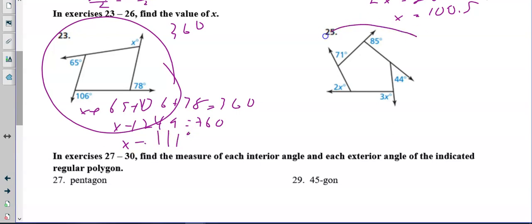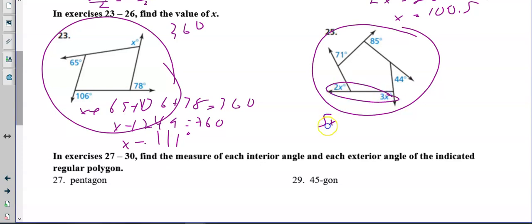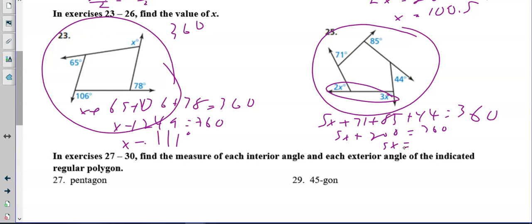Okay, same thing here. It does not matter how many sides there are. It's always 360. So here we have 5x plus 71 plus 85 plus 44, again equaling 360. 5x plus 200 equals 360. We subtract 200, we get 160. And if we divide by 5, x is 32.